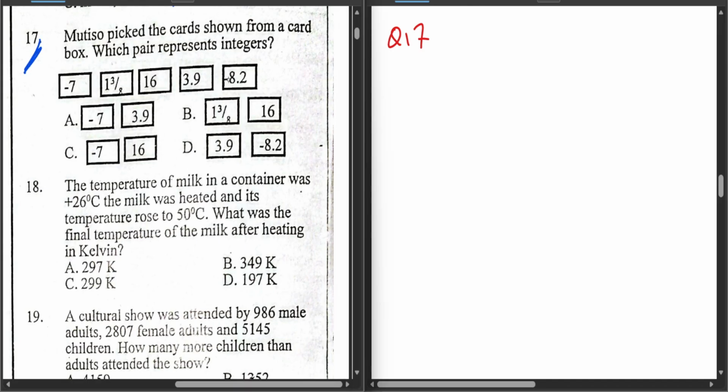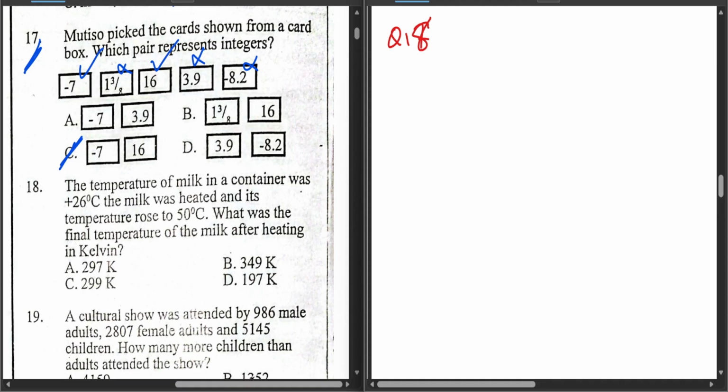Mutiso picked the cards shown from a card box. Which pair represents integers? This is an integer, this is not, because it has a fraction. This is an integer. Integers are whole numbers, either positive or negative. This is not, and this is not. So the only integers that we have are -7 and 16. I think that is easy. Let's go to question 18.